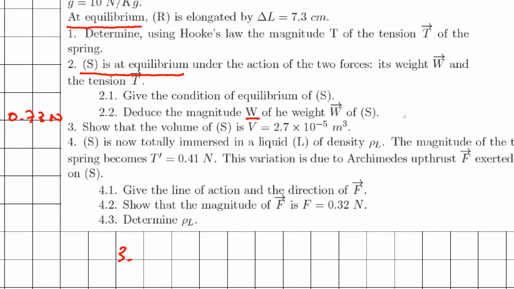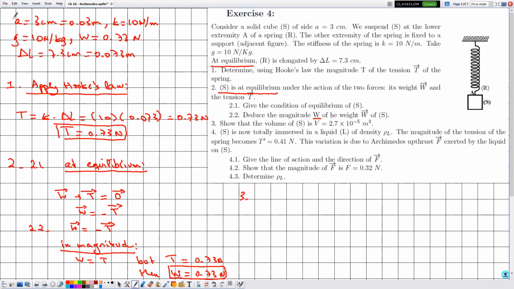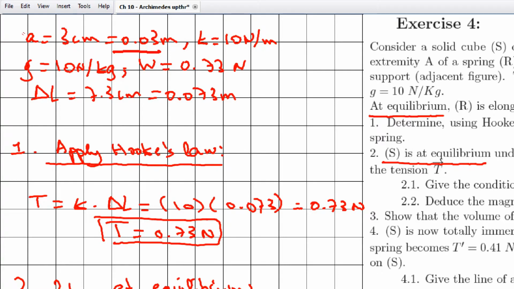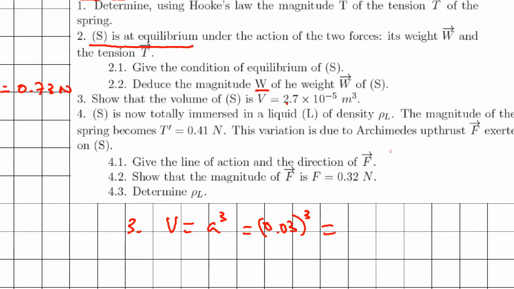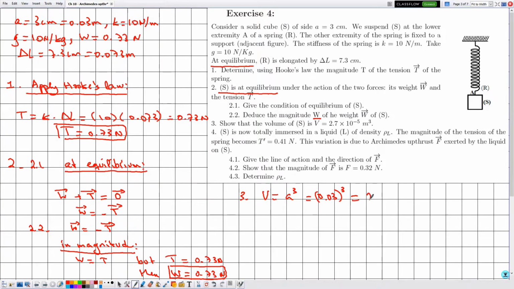Now in number 3, show that the volume of S is V equal to 2.7 times 10 to the power minus 5 meter cube, knowing that we have the side of the cube, which is 0.03 meters. Because this is classified as a regular shape, the volume V is given by the side of the cube a to the power 3. So we use the SI unit of the side and not the 3 centimeters: 0.03 to the power 3. Plugging this on the calculator, indeed it gives me 2.7 times 10 to the power minus 5.